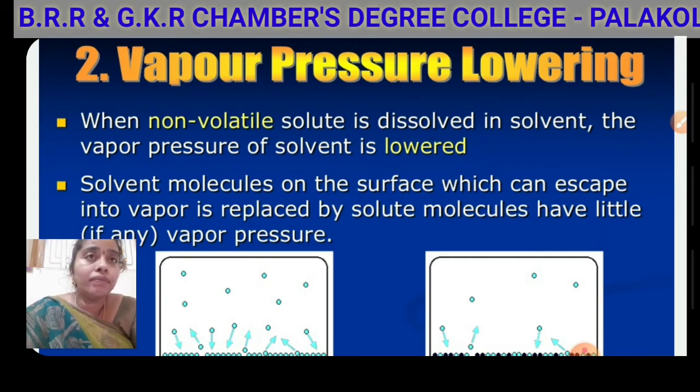This decrease in vapor pressure is a property that depends only on the number of molecules of non-volatile solute particles. It is not a property of the nature or the size of the solute. Non-volatile particles means particles that do not vaporize. That is called a colligative property.